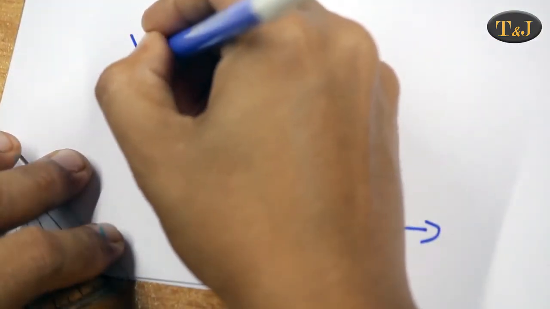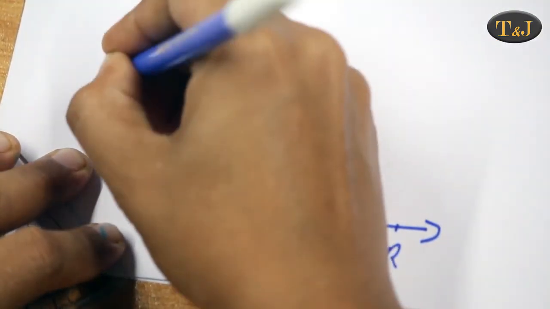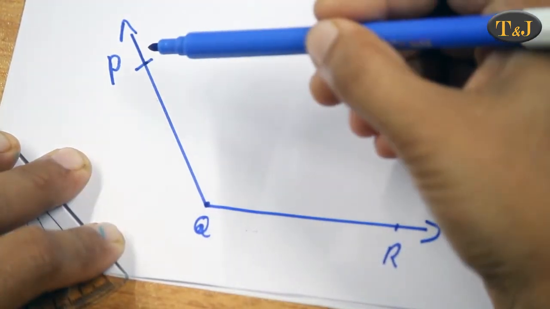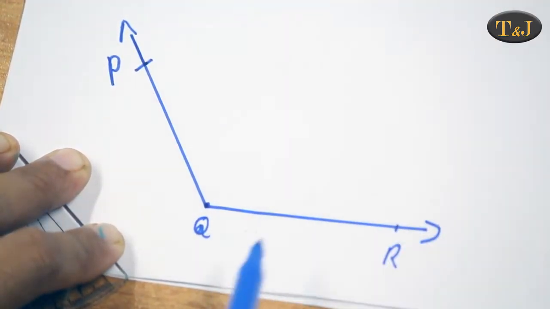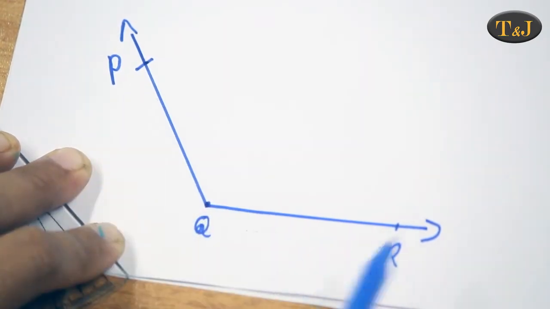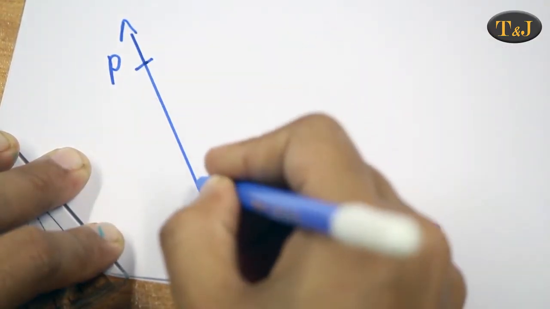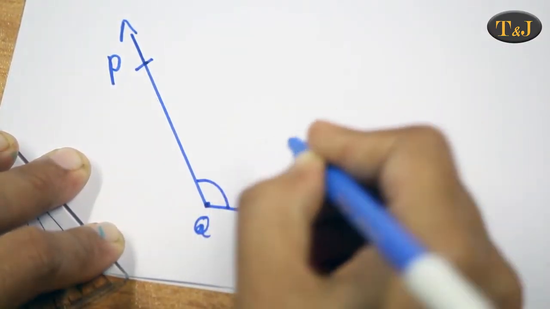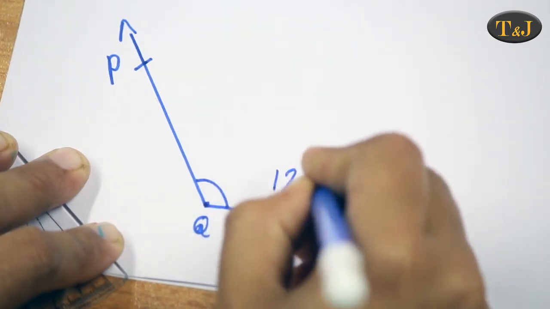Then mark it as P. So this is the ray. This ray is PQ, and this ray is QR. Two rays joining at the common point Q, that is our angle. So angle PQR equals 120 degrees.